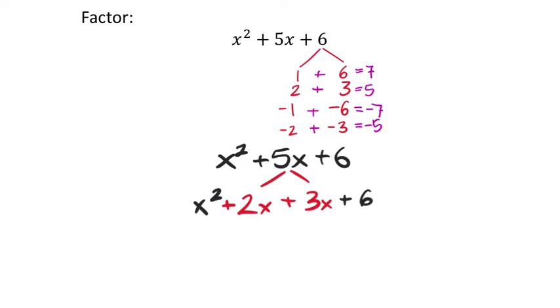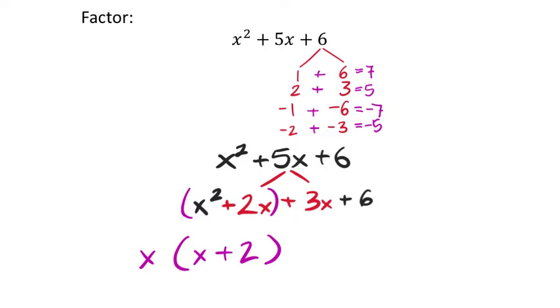Well, if I was to factor by grouping, I would group these first two. And what could I pull out from those two? Looks like I could just pull out an x. If I pulled out an x, then the first term would be left with an x, and the second term would be left with a plus 2.